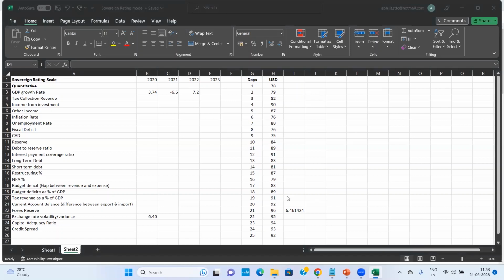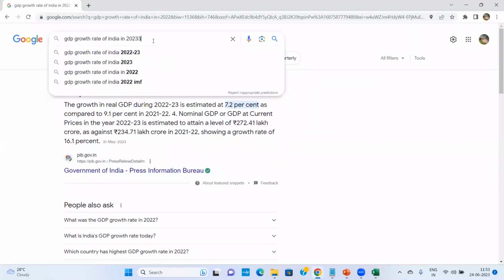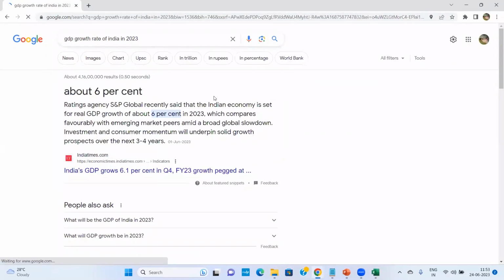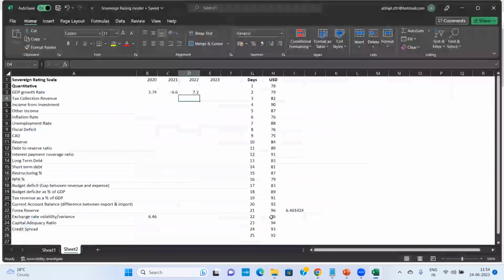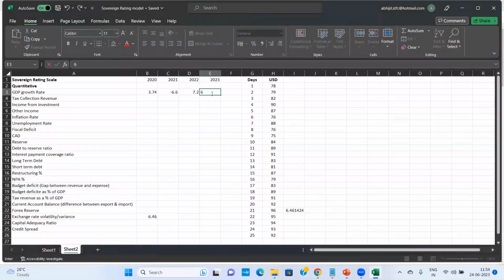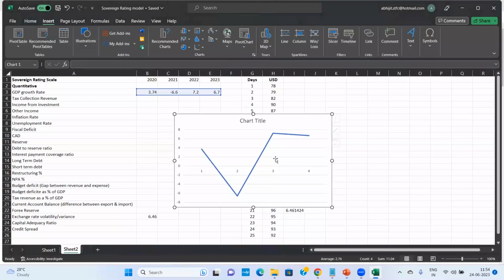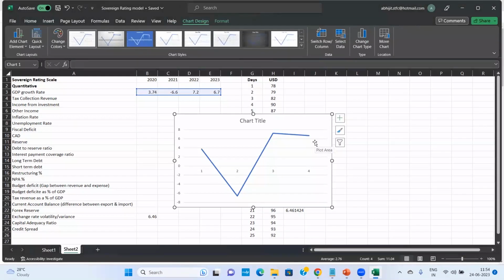Okay, now let us have a look. 2023, if we get 6%, they say 6.7% is estimated. Okay, chalo, I'm considering 6.7%. Now, once we consider this, we can easily plot it in a chart and see how the trend is. So this is the trend, right?